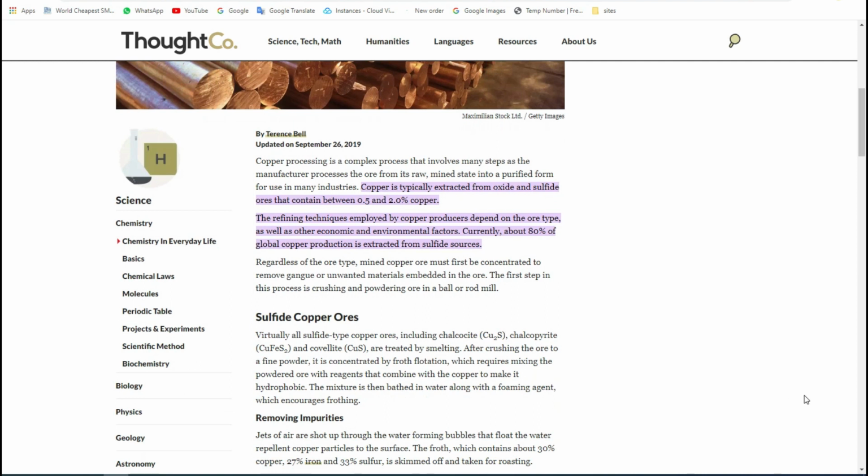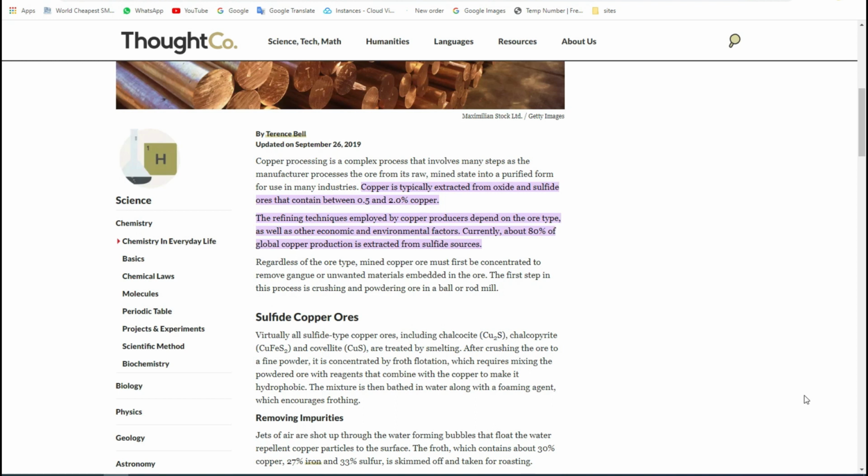Copper processing is a complex process that involves many steps as the manufacturer processes the ore from its raw mine state into the purified form for use in many industries. Copper is typically extracted from oxide and sulfide ores that contain between 0.5 and 2% copper. The refining technique employed by copper producers depends on the ore type as well as other economic and environmental factors. Currently, about 80% of global copper production is extracted from the sulfide sources.